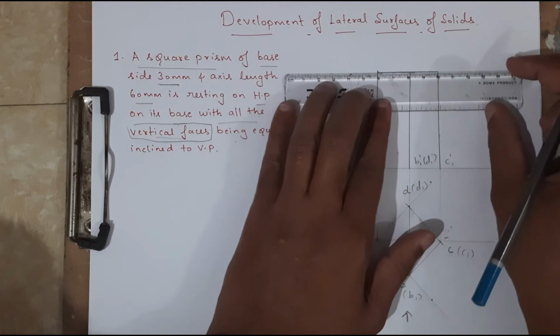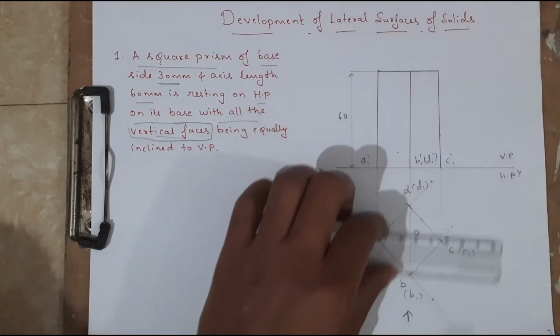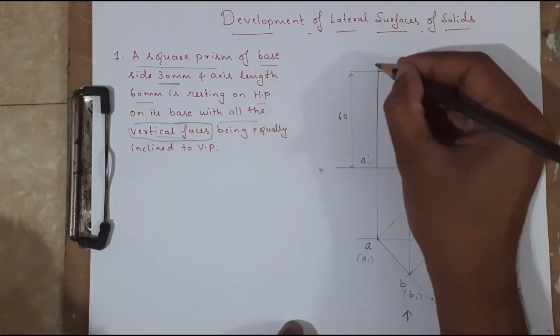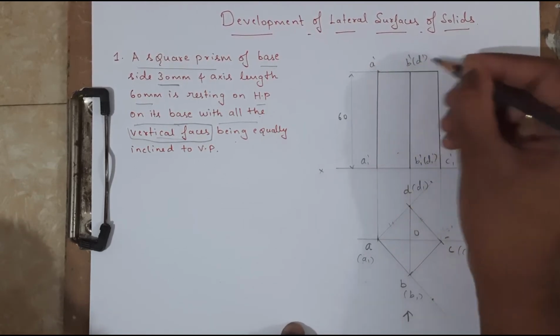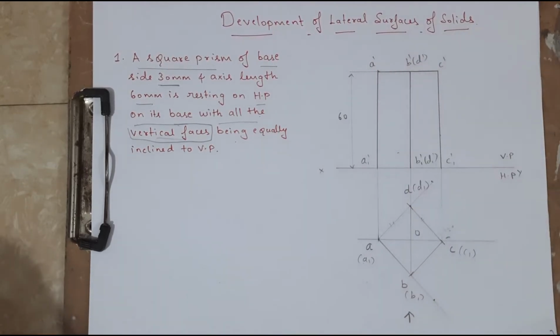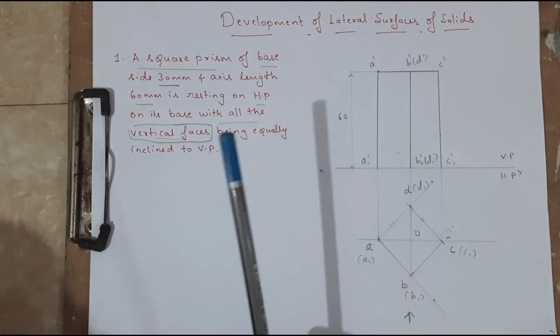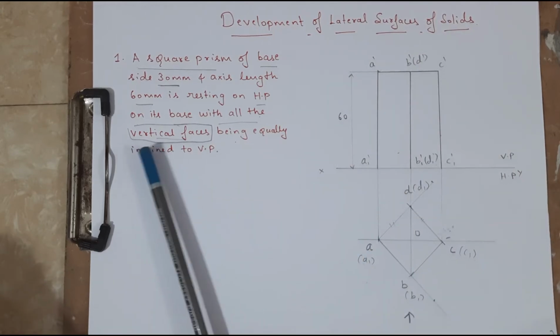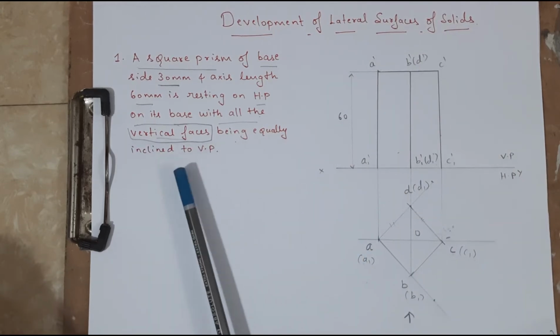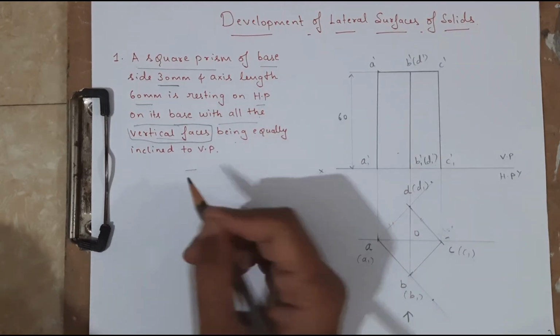Okay. So what is this naming? This is A dash, B dash in bracket D dash, and in bracket C dash. Okay. So this is how we are going to draw the initial conditions. As I told, main focus will be on the initial conditions. So this satisfies that all the vertical faces are equally inclined to VP.